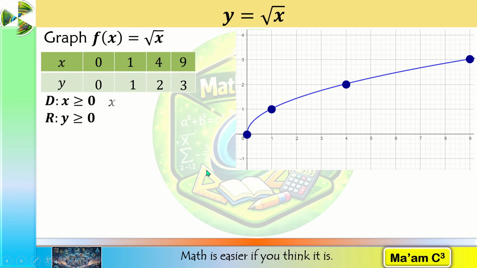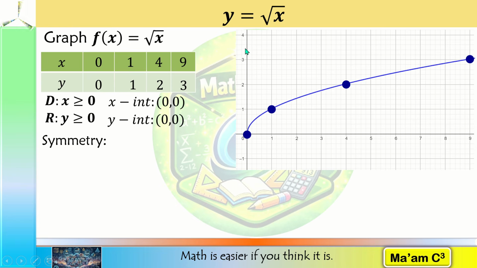Now let us determine our x-intercept. Our graph crosses the x-axis at (0, 0). For the y-intercept, our graph also crosses the y-axis at (0, 0). Now let us see the symmetry. Is this symmetrical with respect to the y-axis? Is there a graph similar to this on the left side? There is none. So this is not symmetrical with respect to the y-axis.